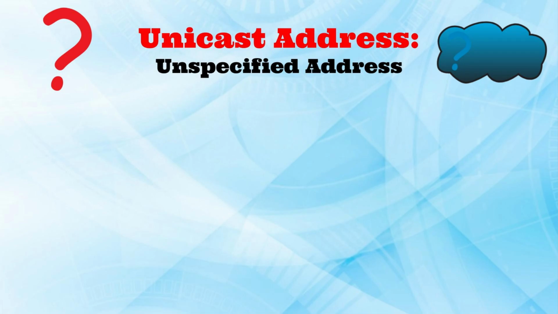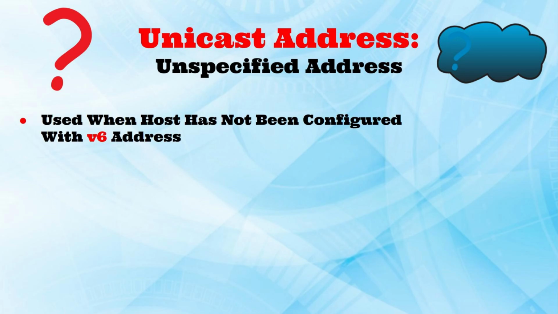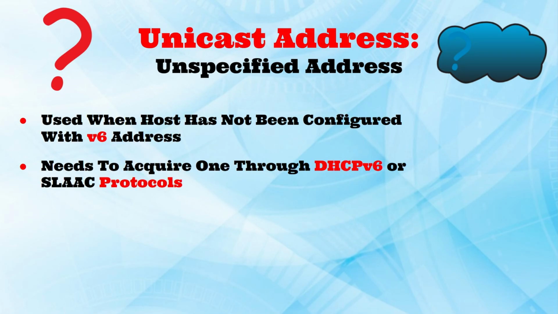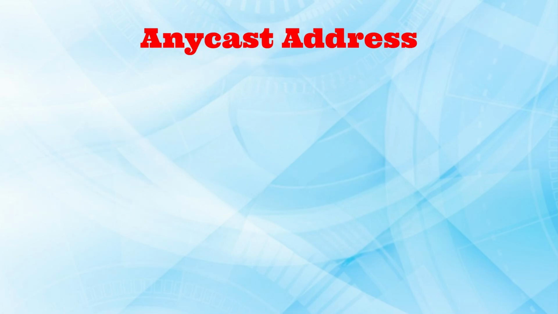Now let's talk about an unspecified address. This one should be fairly simple to understand. This address is used when an IPv6 host has not been configured with an address and has not learned its source address. In instances like this, the host needs to request a valid one through the DHCP version 6 or SLAAC network protocols. The prefix for an unspecified address is ::/128.